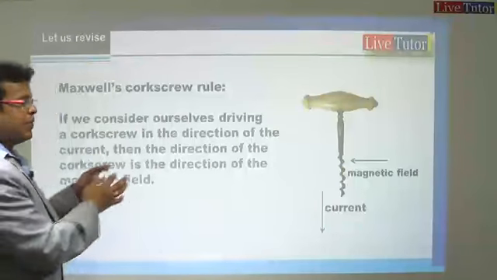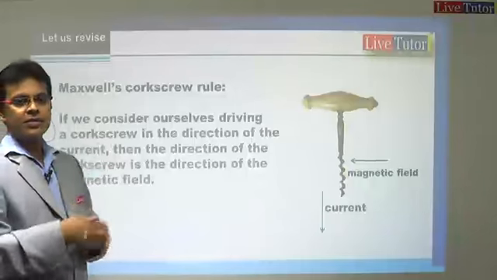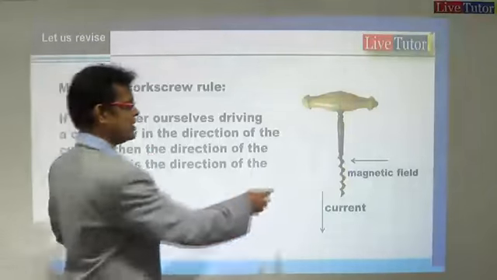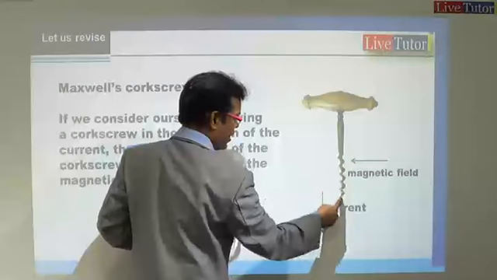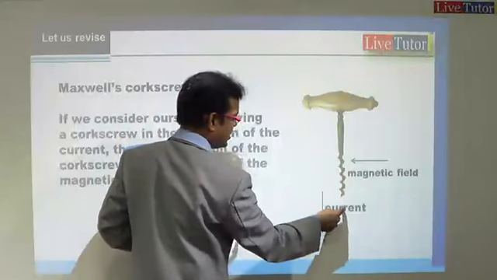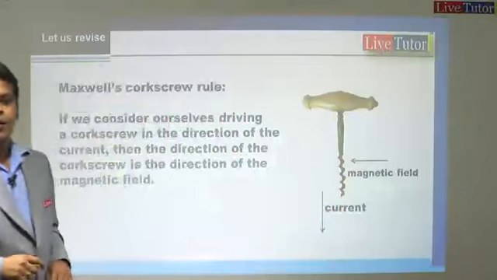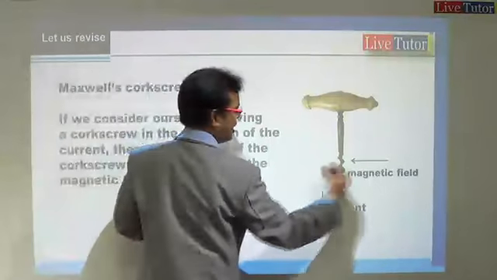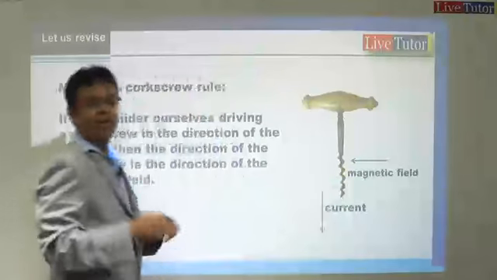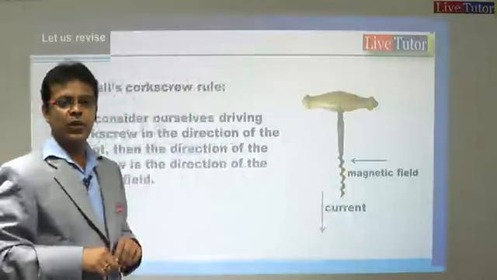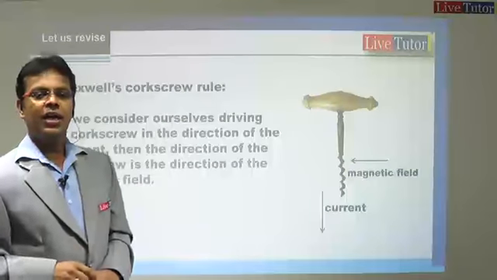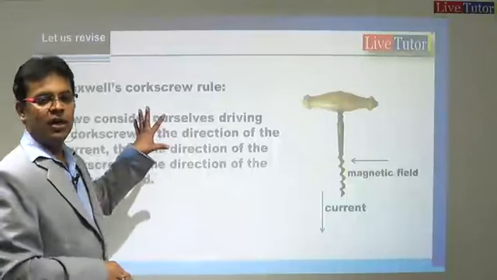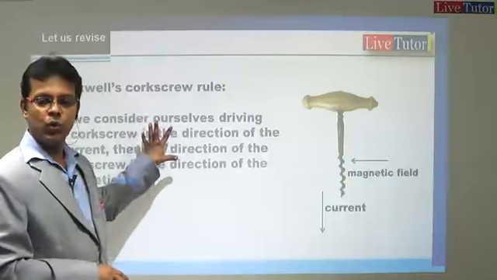Suppose we consider ourselves driving a corkscrew in the direction of the current, so the corkscrew advancing forward is the direction of current. Then the way in which you are rotating the corkscrew will give you the direction of the magnetic field. This is the other way of stating the right hand thumb rule.